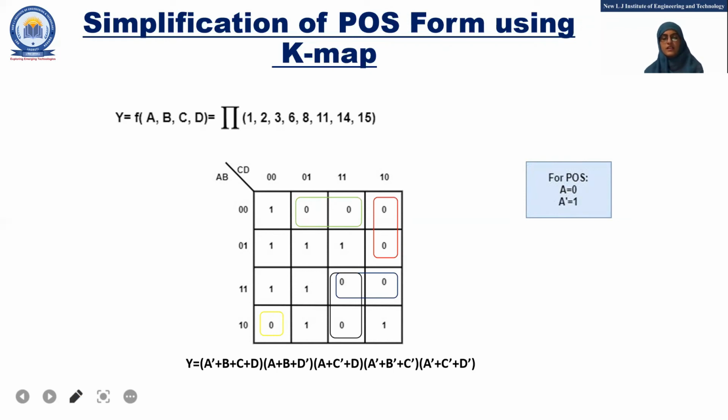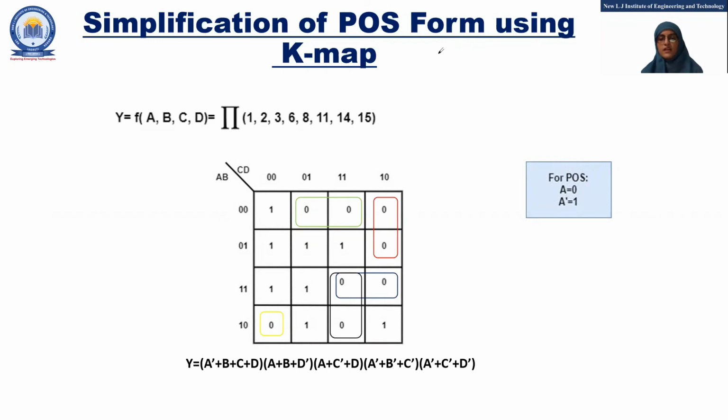So for this first single 0, which is marked in yellow, the answer will be A bar plus B plus C plus D. Here remember that A is equal to 0 and A prime is equal to 1. Now for the second group, which is marked in light green, the answer will be A plus B plus D prime. For the group marked in red, the answer will be A plus C prime plus D. The group marked in dark blue, the answer will be A prime plus B prime plus C prime, and the group marked in black, the answer will be A prime plus C prime plus D prime.